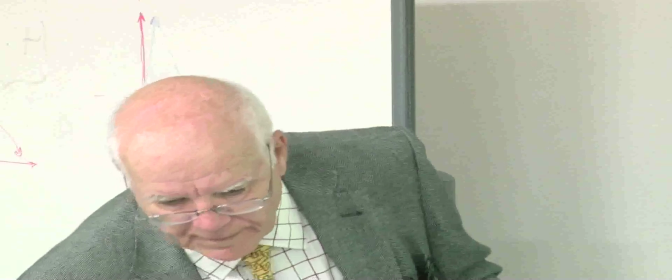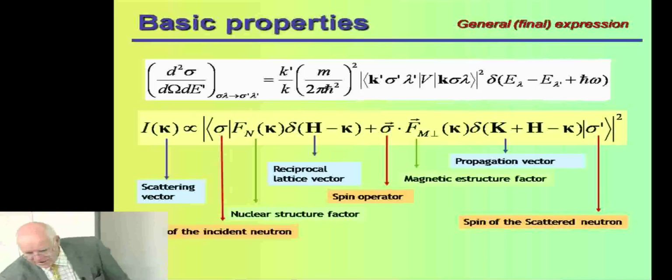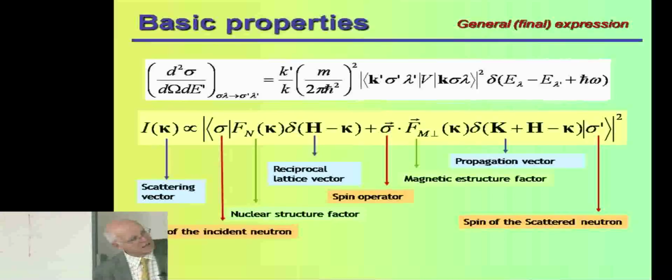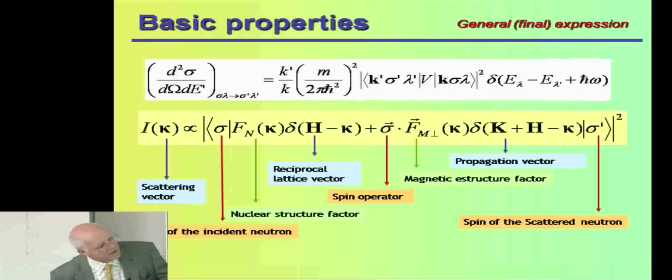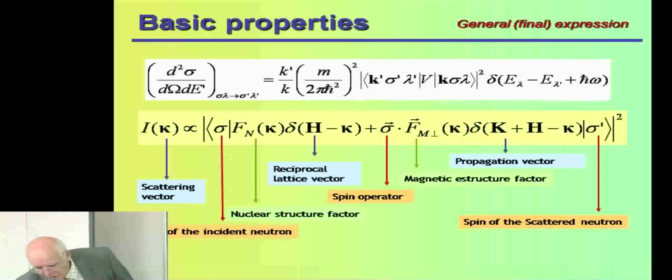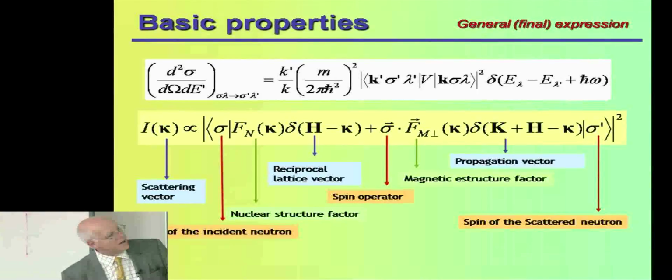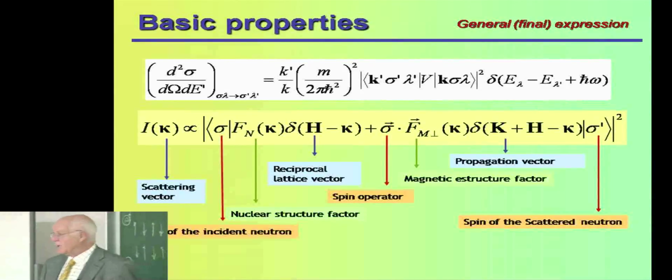So this is the general expression, where you have the scattering vector, the reciprocal lattice vector, the propagation vector, then the spin of the incident neutron, the spin operator, the spin of the scattered neutron, and then we have the nuclear structure factor and the magnetic structure factor, which at the end, as you know from crystallography, is what matters.